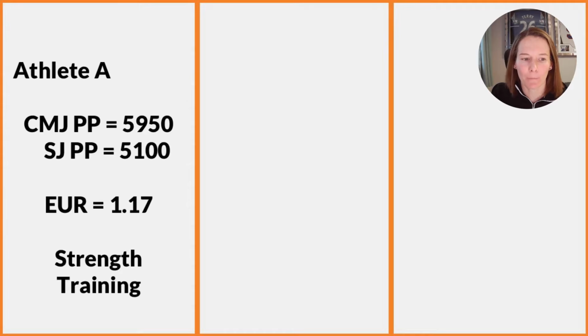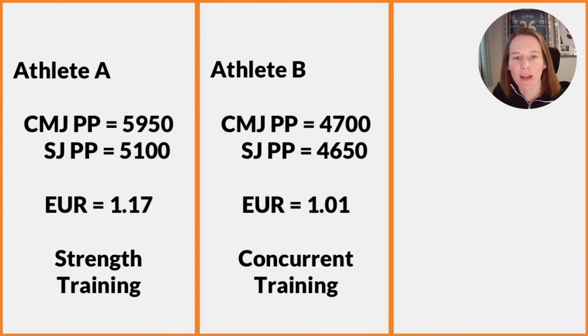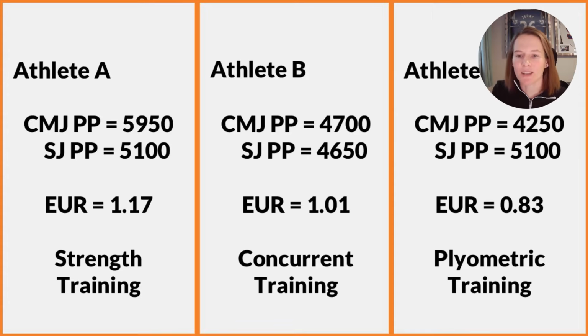Compare that to this second athlete then, who has fairly similar output across both jumps and an eccentric utilization ratio around 1. We'd probably want to include concurrent training in their program, hitting on both strength and plyometric capacities. Whereas an individual such as this athlete C, who is arguably underperforming in their counter movement jump performance, this low EUR of only 0.83, perhaps we want to focus more on plyometric training to train them to more effectively use that stretch shortening cycle.